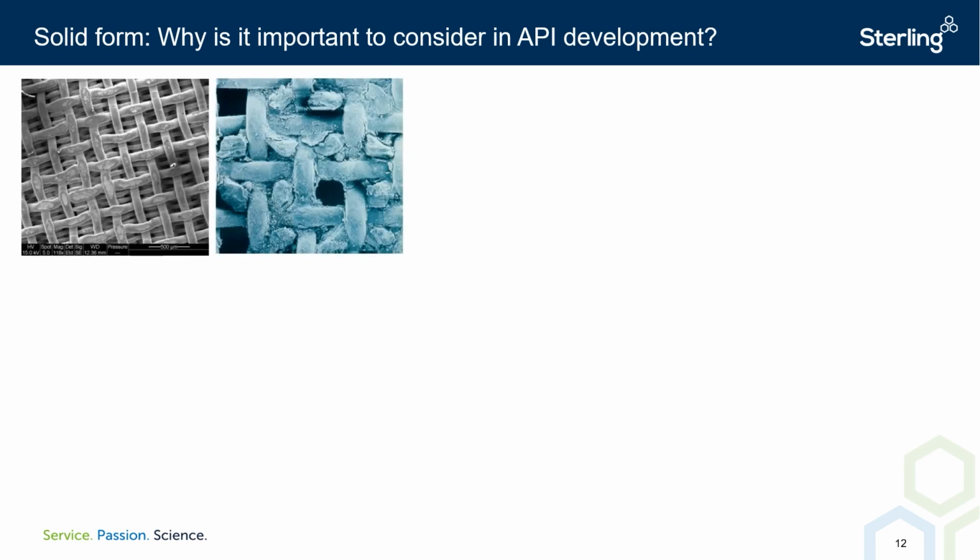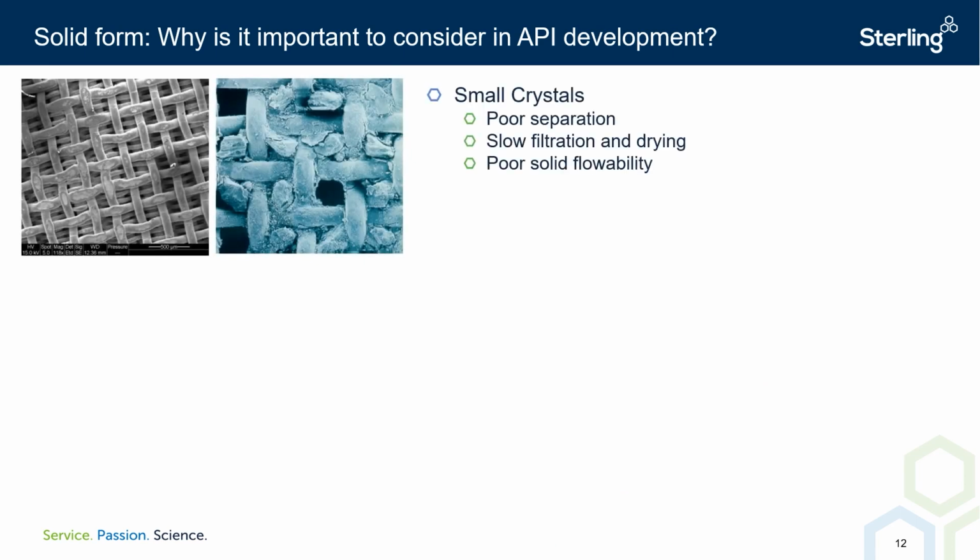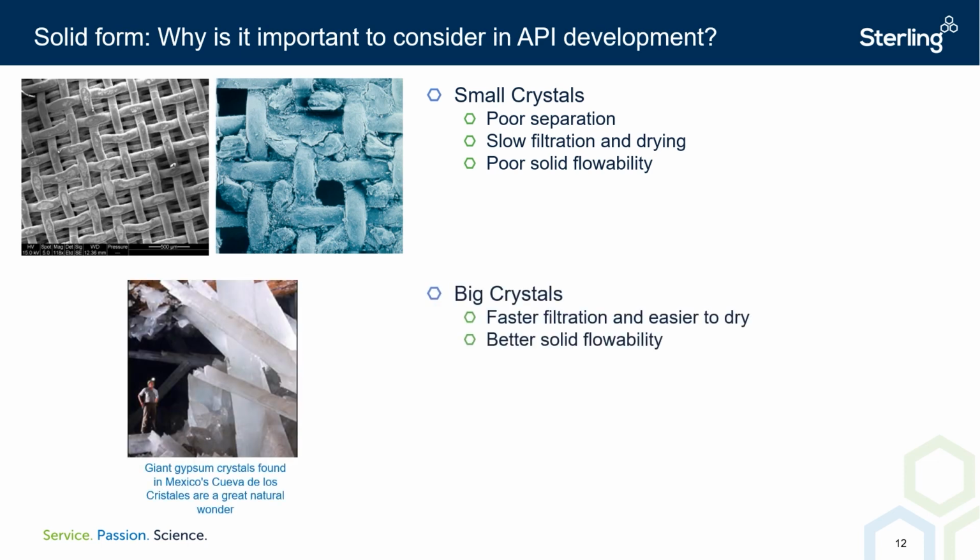A poorly developed crystallization could afford a suspension consisting of small crystals. This could result in poor separation of solids and solvent mixtures, slow filtration and drying operations, which could demonstrate poor flowability and is generally bad news for production. Ideally, large crystals are desirable as they typically result in faster filtration, are easier to dry, can demonstrate better solid flowability for bulk particle manipulation, formulation or drug product manufacture, and are generally good news for production.